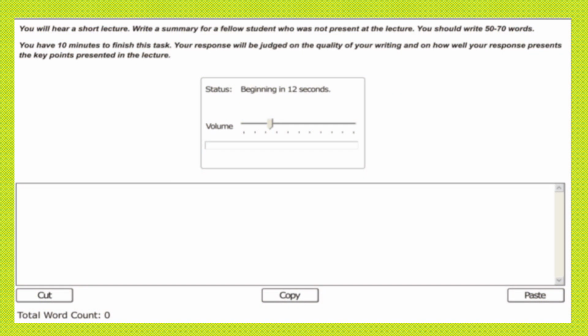Alright, so let's move on to some practice now. Now, this is how your screen looks like. You will hear a short lecture. Write a summary for a fellow student who was not present at the lecture. You should write 50 to 70 words. You have 10 minutes to finish this task. Your response will be judged on the quality of your writing and on how well your response presents the key points presented in the lecture.